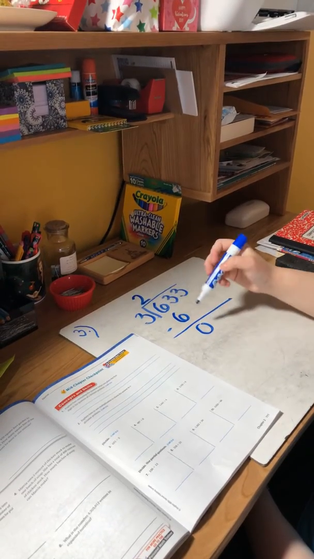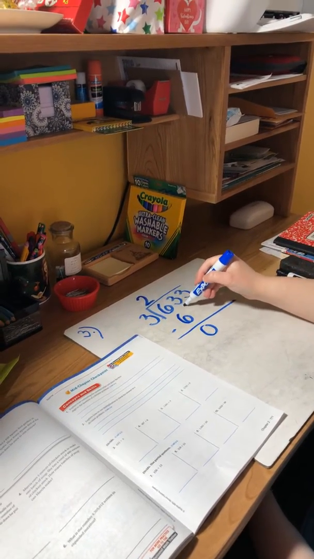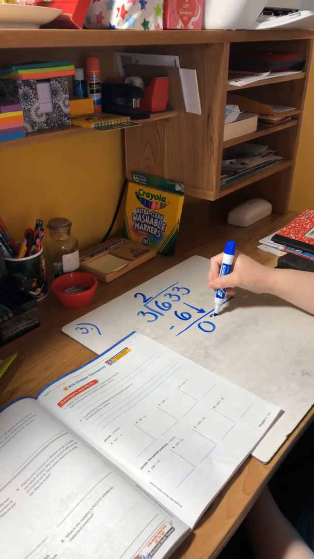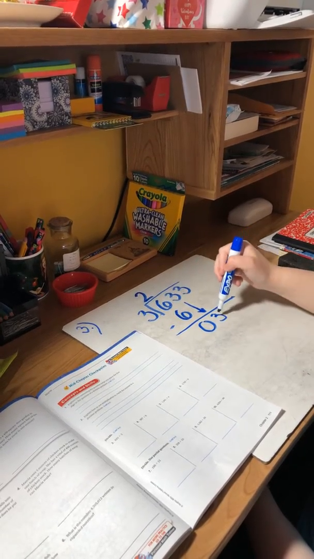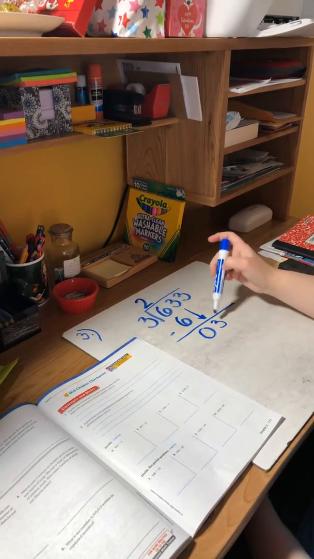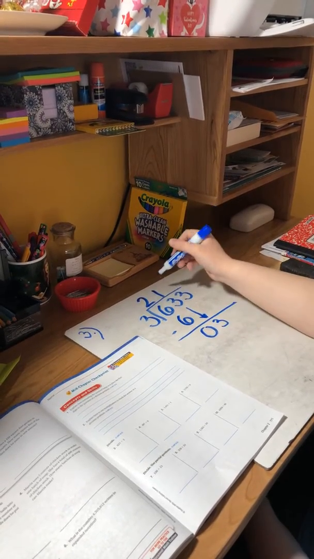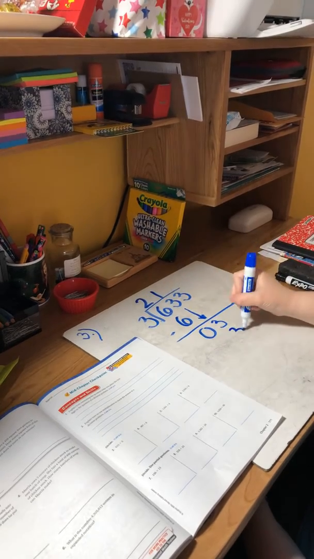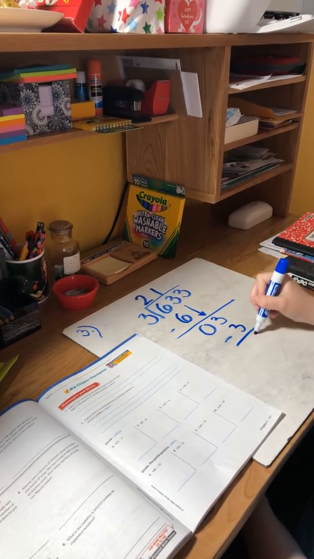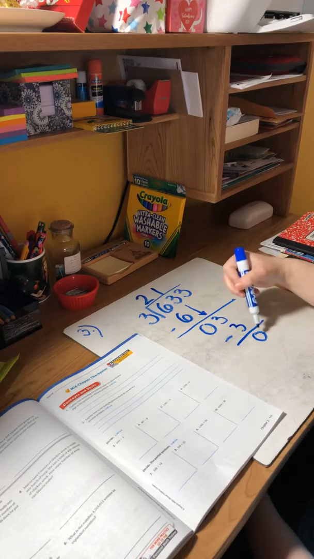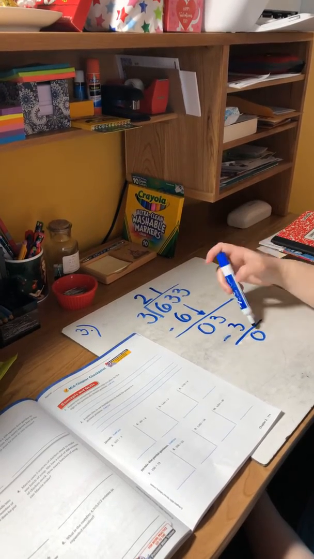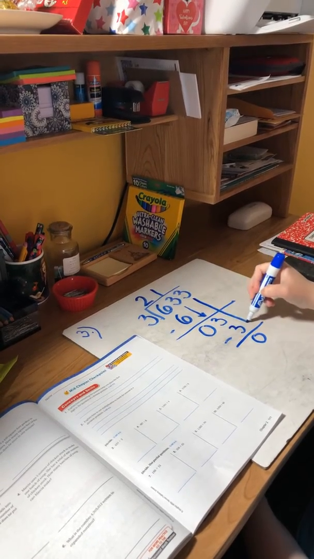Alright, 3 cannot go into 0, so we're going to bring this 3 down. So now we have 3. How many times does 3 go into 3? We know it goes in 1 time, so we put the 1 above the 3. 1 times 3 is 3. We subtract, we get 0. We again cannot do, 3 cannot go into 0, so we bring this last 3 down.